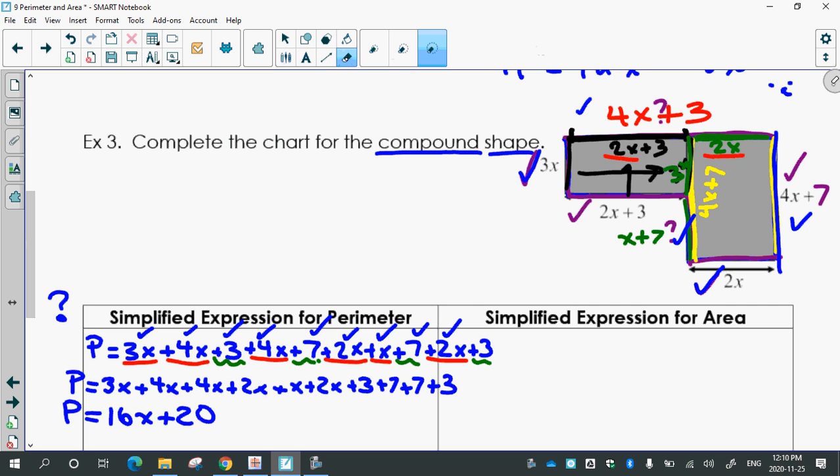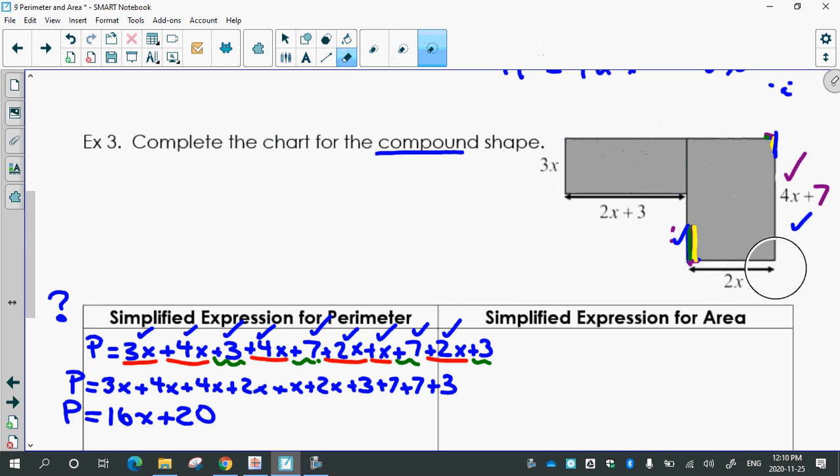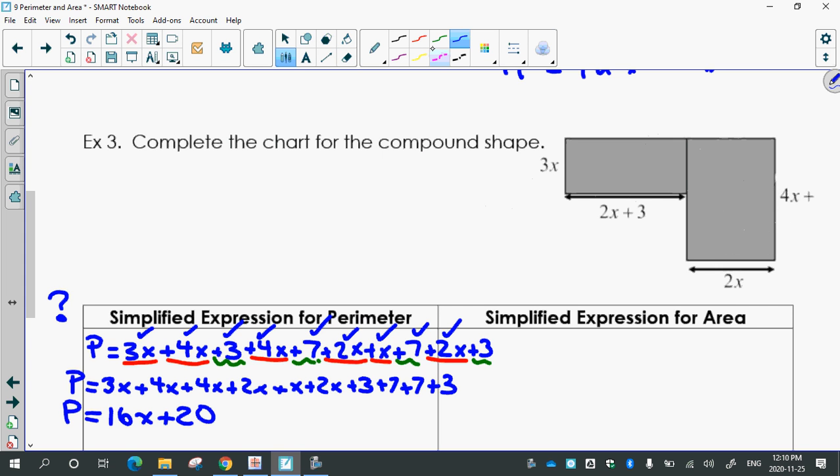All right, so for area, I'm going to erase all this, because for area we have a totally different strategy. For perimeter, it's outside only and adding it all up. For area, it's dividing it into two rectangles and finding the area of each. Just like we did in grade 7 and 8. So let's call this one area 1 and this one area 2.